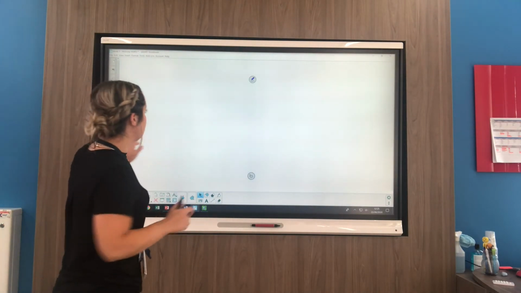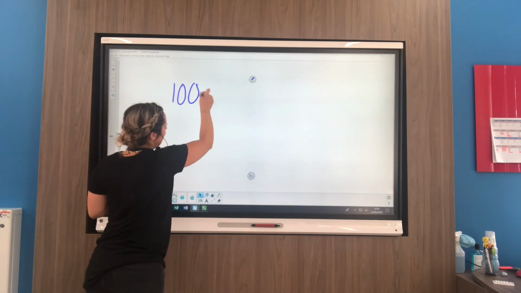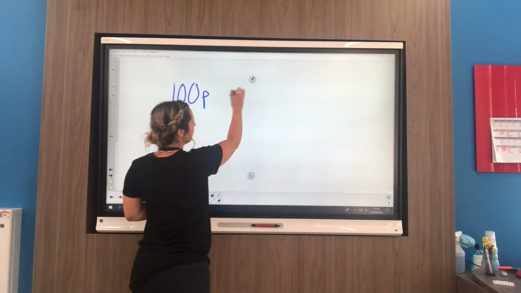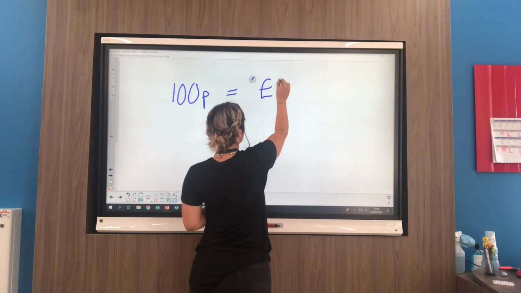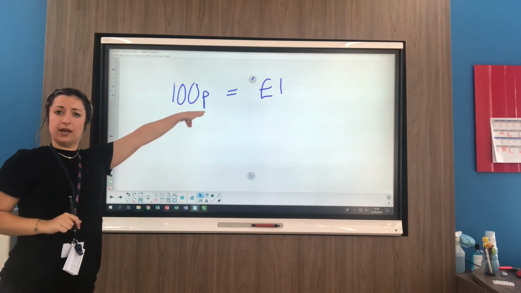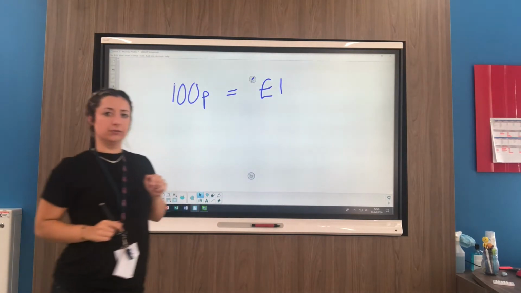So we've got 100 pennies, 100 pence, and that is equivalent, is the same as 1 whole pound. And that's the rule that we need to know. 100 pence is the same as 1 pound.